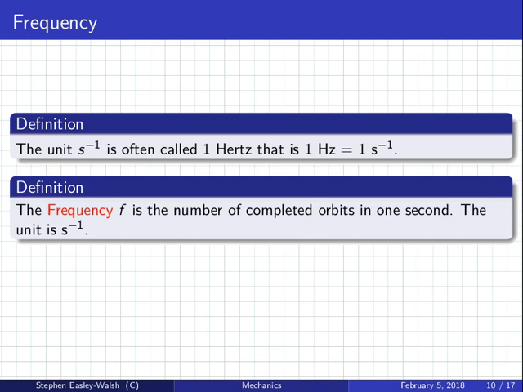So if the frequency equals 2, what does that mean? If f is 2, what is happening? Maybe you can describe. 2 orbits in 1 second. 2 orbits in 1 second, yeah. So if f is 2, then there's 2 orbits in 1 second. Okay?